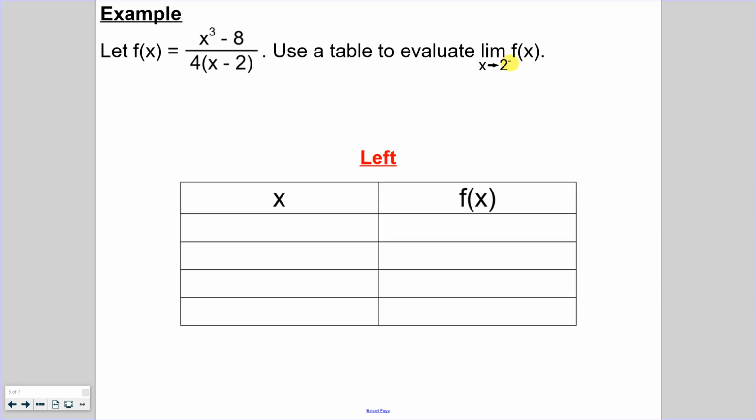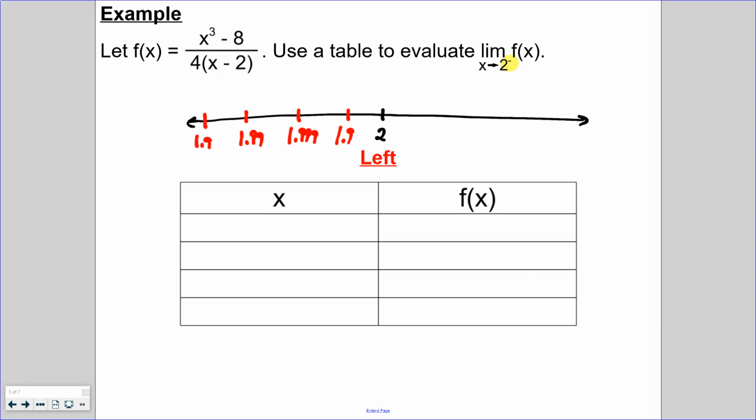So I'm going to start off by drawing my number line here. Again, if that's helpful for you, please go ahead and do it. If not, don't worry about it. But I'm approaching 2. Again, it's a one-sided limit from the left, so I'm only looking at the left-hand side. So I'll choose 1.9, 1.99, 1.999, and 1.9999. And then we can put those into the table.